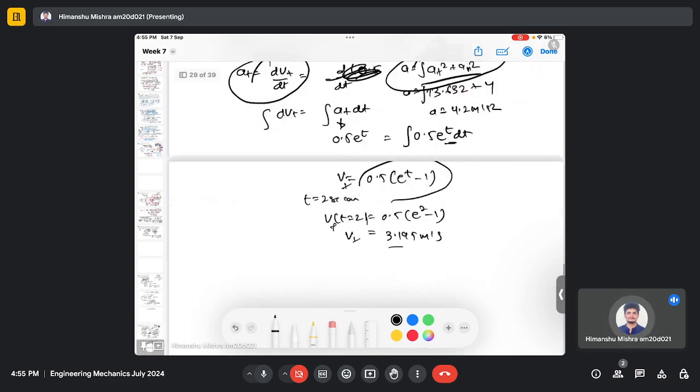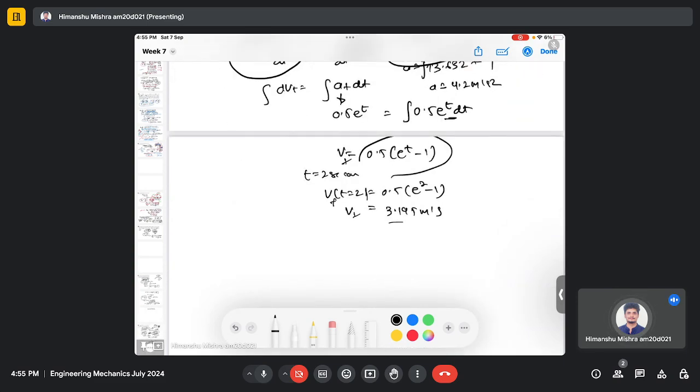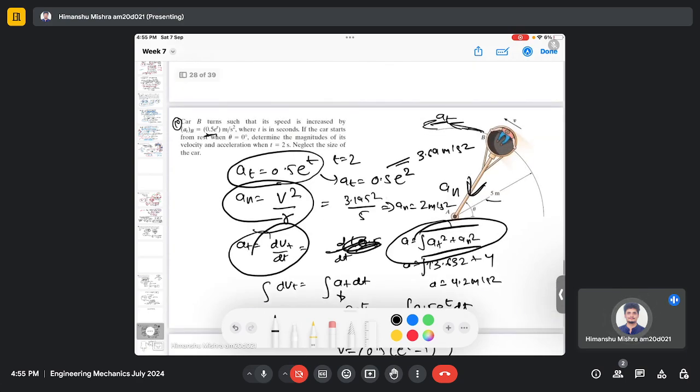In the next class, we will solve a couple of problems in polar coordinates, where we define the components of velocity and acceleration in terms of the r component and theta component. Basically, the method will be the same. Only the expressions of the components of acceleration and velocity will be a bit different, but the concept will be the same. We need to figure out the component of velocity in the r and theta directions. Same with the acceleration, and then we will find the total magnitude of it.